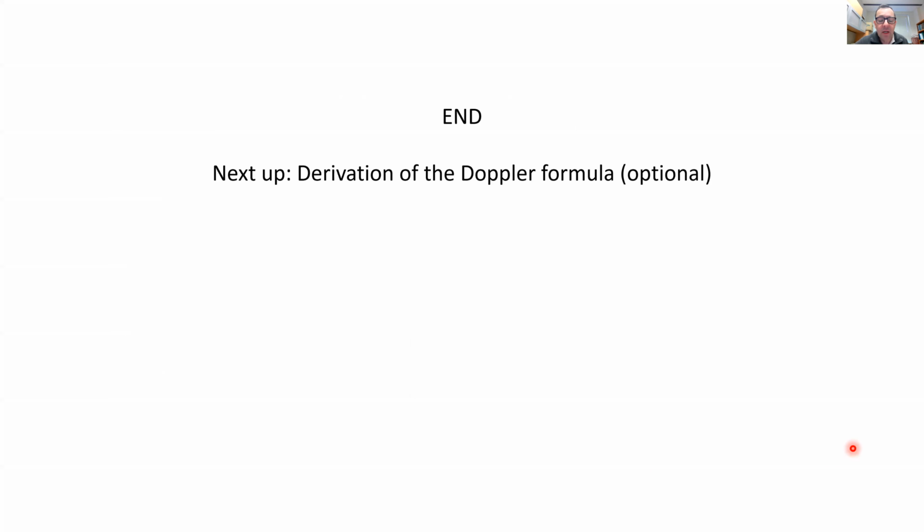Okay, so I hope you enjoyed this. Next up, I'll do a derivation of the Doppler formula, but that's optional. I'm not going to test you on that. But I do want to offer you some information about where the Doppler formula came from.